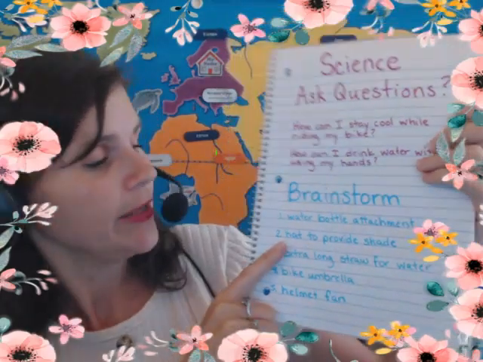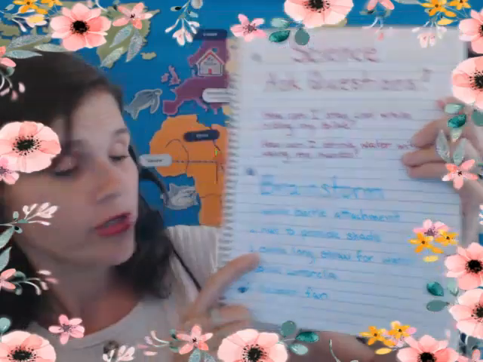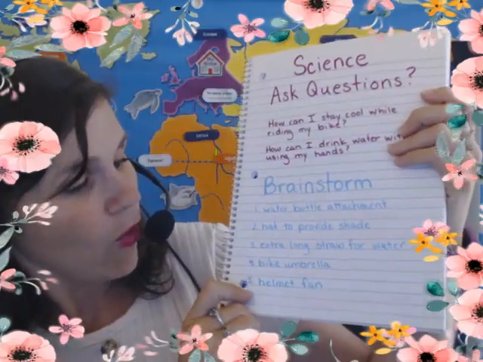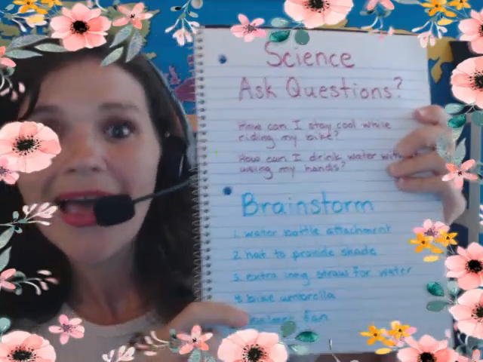Or I could use a hat to provide myself some shade, right? I could make an extra long straw for water. I could make a bike umbrella. Or maybe a helmet fan, right? A lot of these ideas would help me with my problem of staying cool, and some of them will help me with my problem of staying hydrated or drinking water.